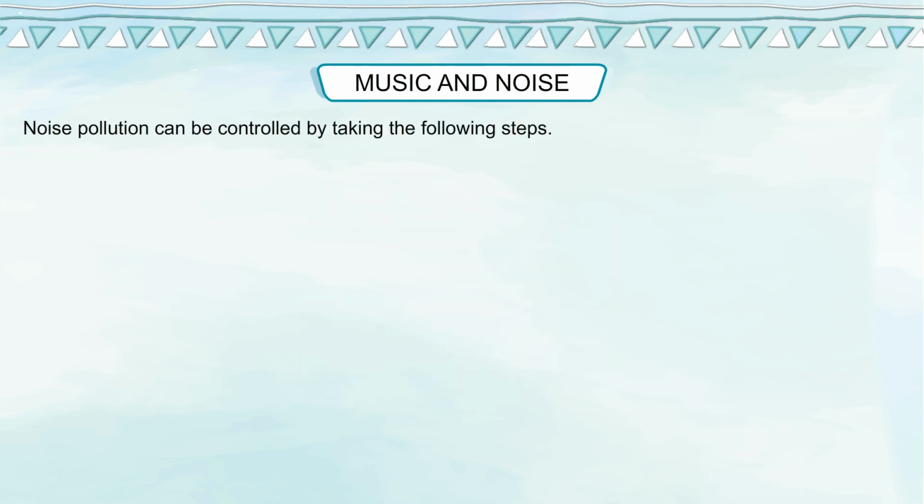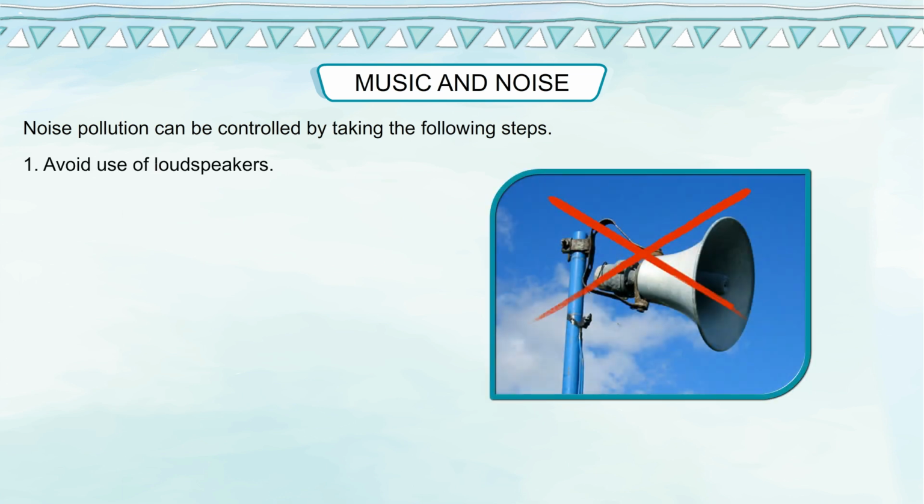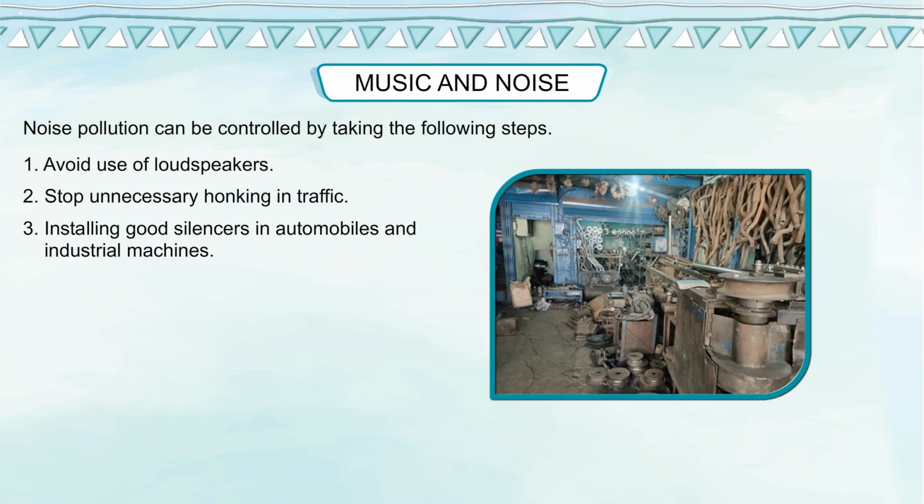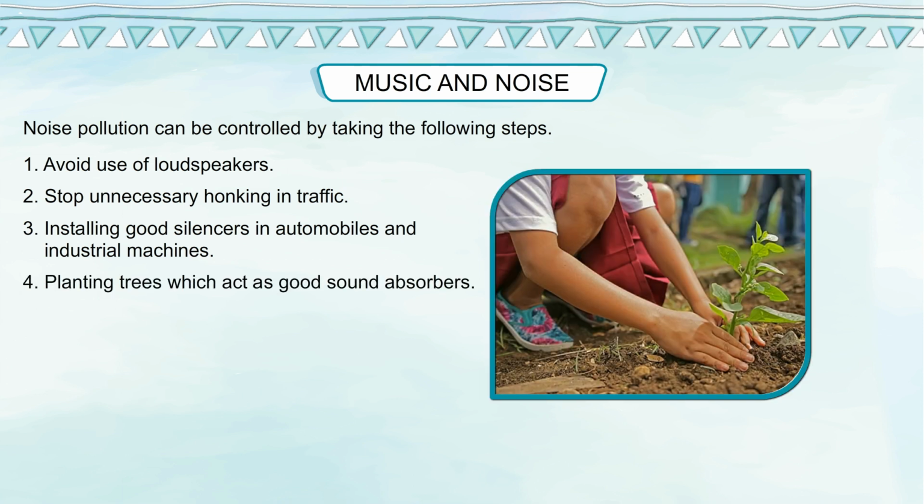Noise pollution can be controlled by taking the following steps. 1. Avoid use of loudspeakers. 2. Stop unnecessary honking in traffic. 3. Installing good silencers in automobiles and industrial machines. 4. Planting trees which act as good sound absorbers.